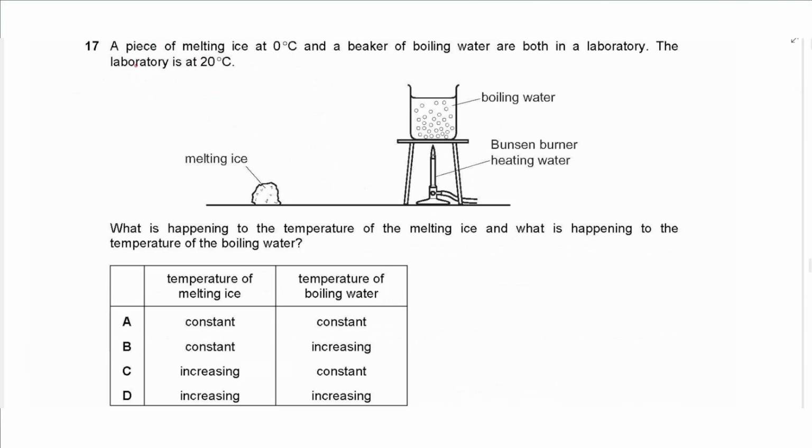Question 17 says a piece of melting ice at 0 degrees Celsius and a beaker of boiling water are both in a laboratory. The laboratory is at 20 degrees Celsius. What is happening to the temperature of the melting ice and what is happening to the temperature of the boiling water? During change in state, whether it's melting, boiling, condensing, or freezing, it's all at constant temperature. So for melting it's constant and for boiling it's also constant, so the answer is A.